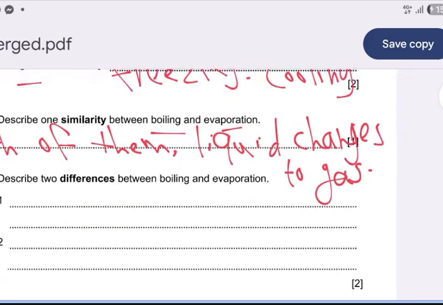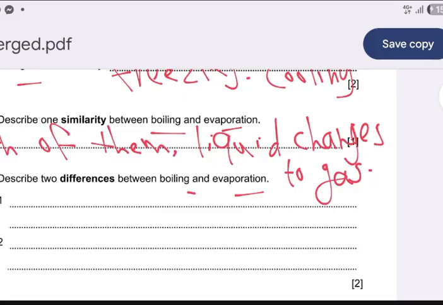Again, describe two differences between boiling and evaporation. Now he wanted differences. Both of them, liquid will change into gas. But boiling happens in all of the water. What is the meaning of evaporation? When it reaches 100 degrees, it will start to boil at the same temperature, right? But evaporation happens during heating the water, so it can happen at the surface only, right?